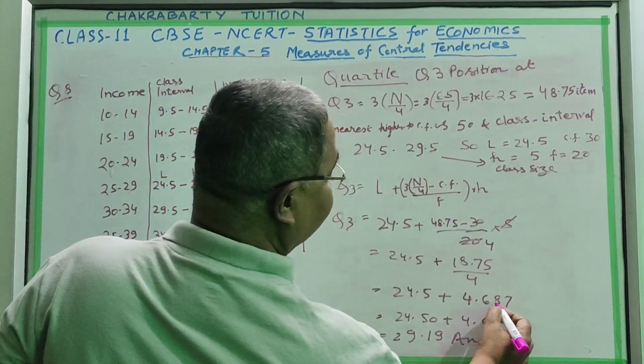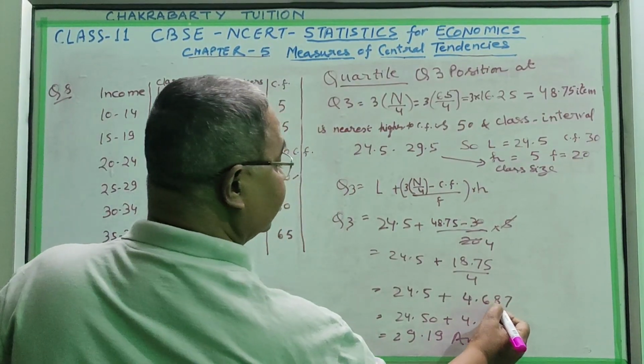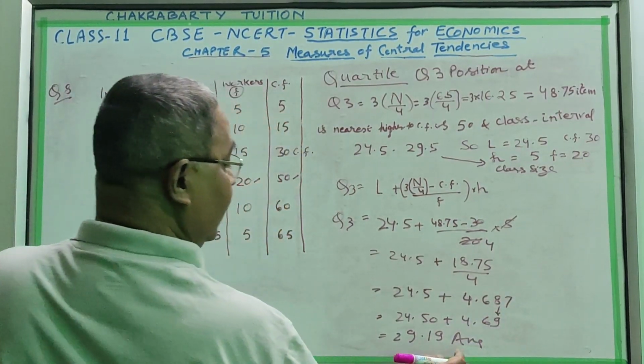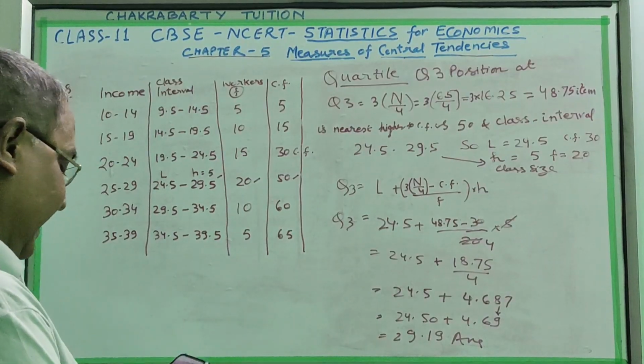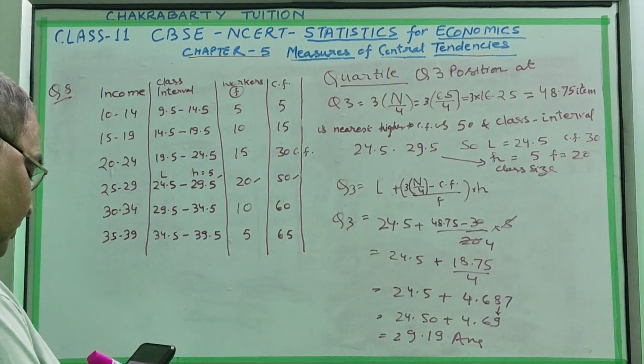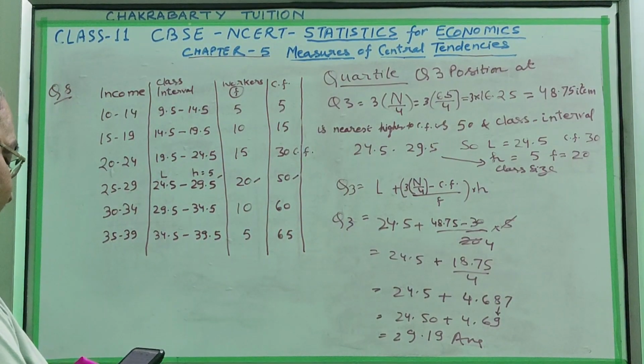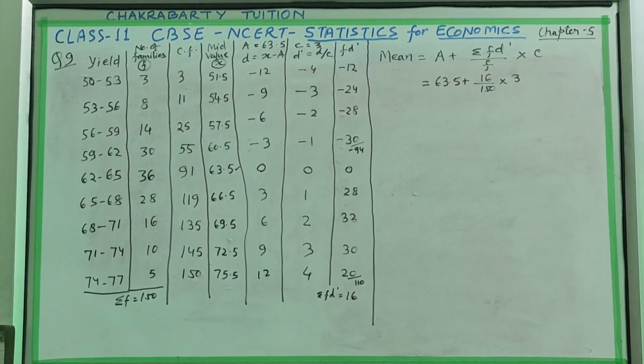By rounding, 7 will round up to 9. Okay, this 8 will be rounded up to 9. So it is your answer. This question number 8 is over. Now we will go to the next question, question number 9.